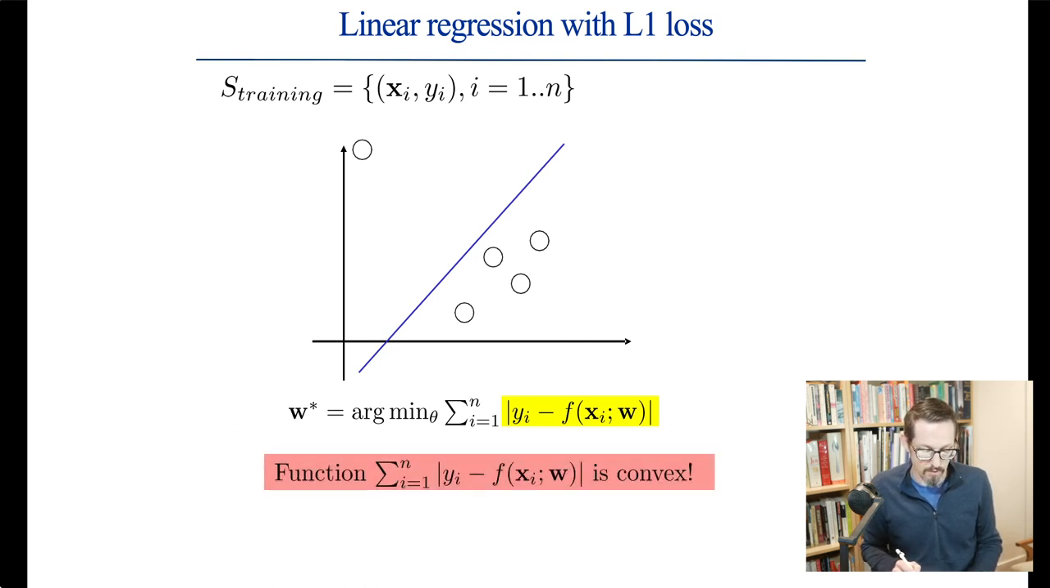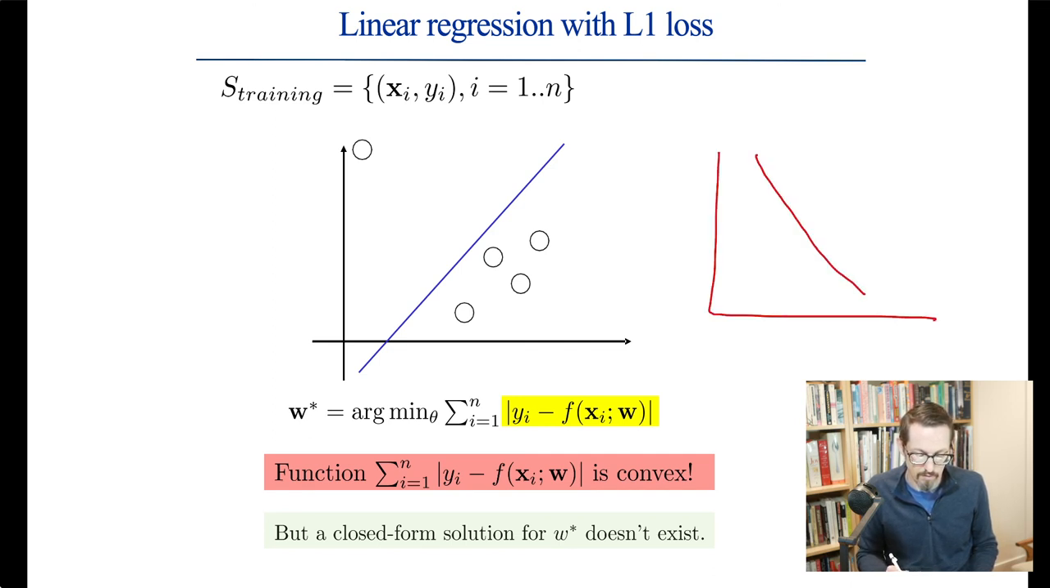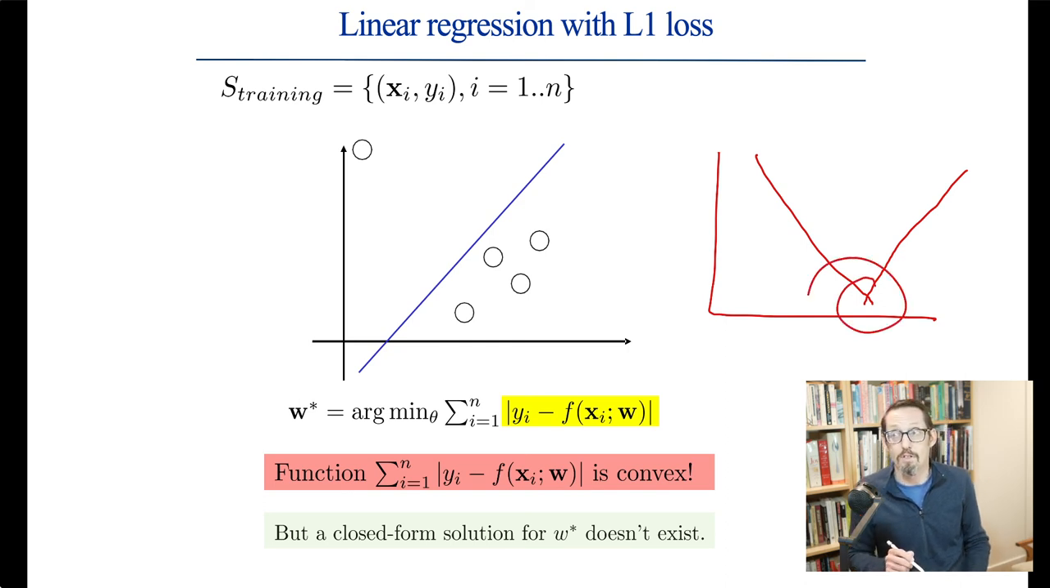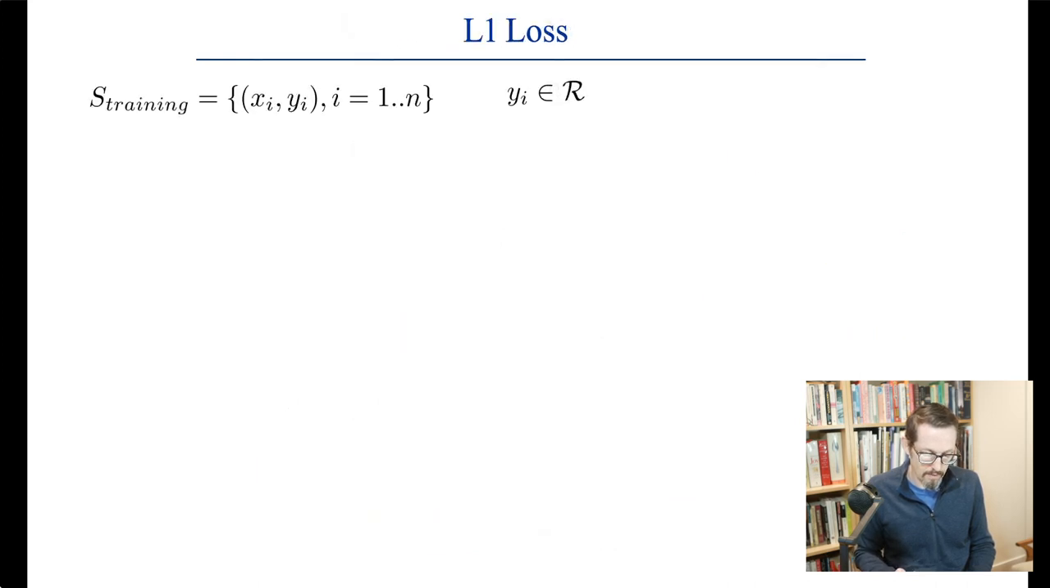So this function is convex. But sadly, there is no closed form solution for this. When you look at the loss function on this, it looks something like this. And there's no closed form solution because this bit down here is not differentiable.